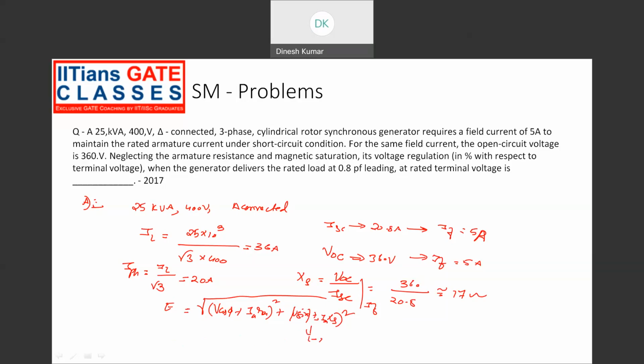Now we can substitute, right? V equal to 400 volts, cos phi is 0.8. Resistance they haven't given, so you can consider it as 0. And sin phi is 0.6. IA is 20.8 amps, XS we have 17 ohms. So if you substitute that, we will get 341 volts per phase.